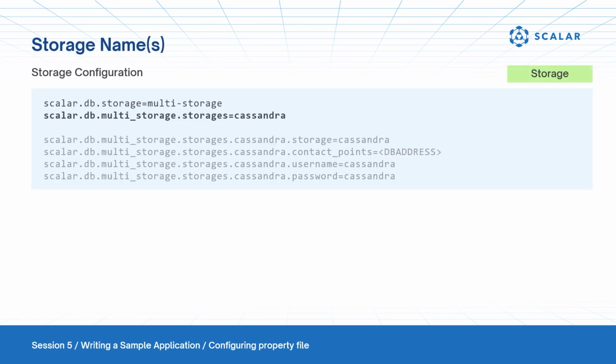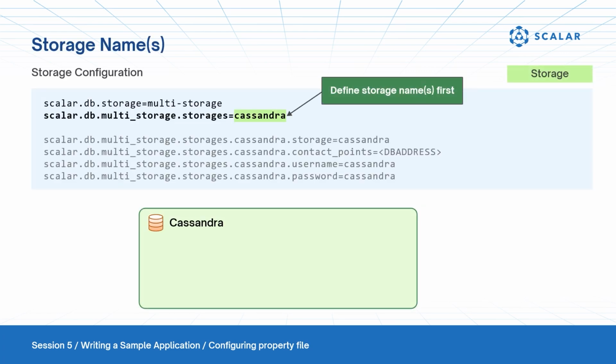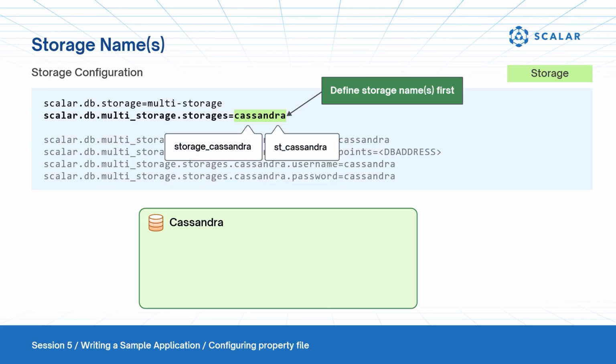In the property file, we define the storage name first. In the example considered here, we define Cassandra as a storage name for Cassandra database definitions. You can set any name here like storage_Cassandra or st_Cassandra, etc.